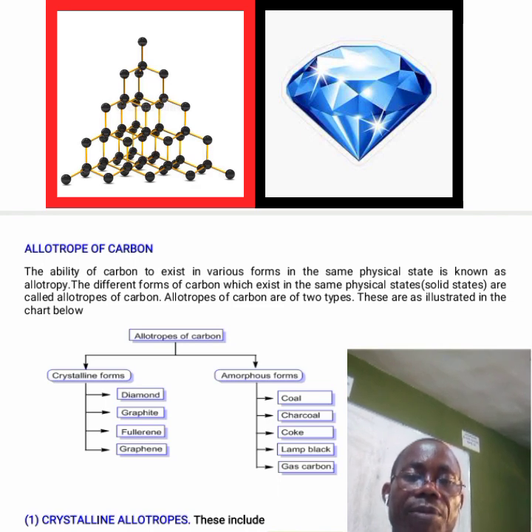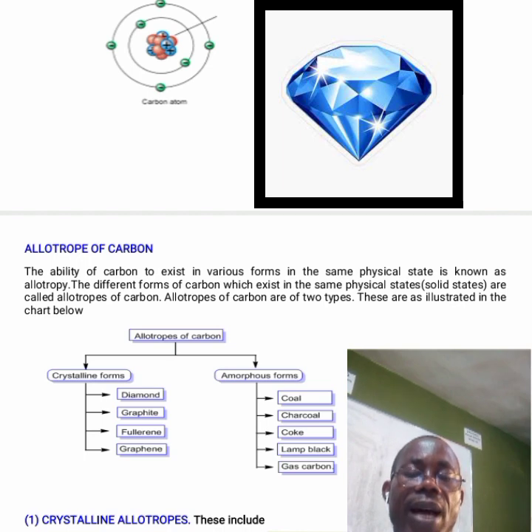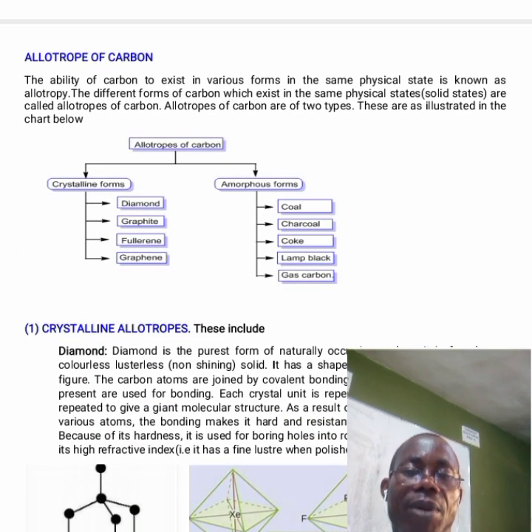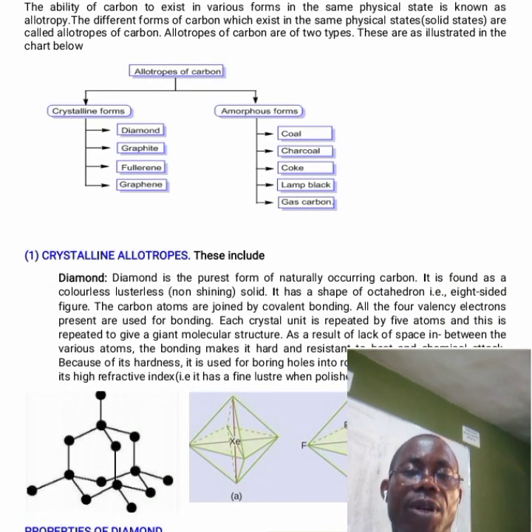Each of the 4 electrons of each carbon atom in diamond is used in bonding. Because of this strong bonding, diamond is known to be the hardest substance. In diamond, we have a network of covalent bonding. Each carbon contributes 4 electrons that are used in the bonding, and because of this network of covalent bonding, diamond appears to be the hardest substance.